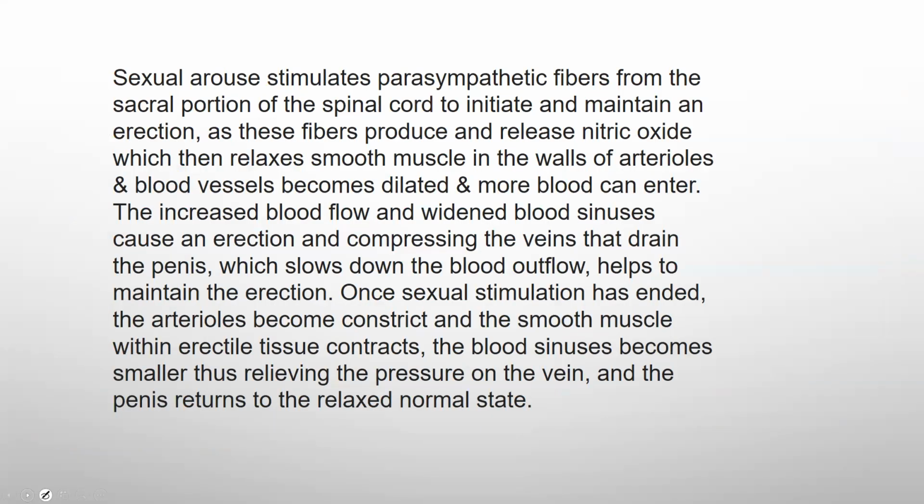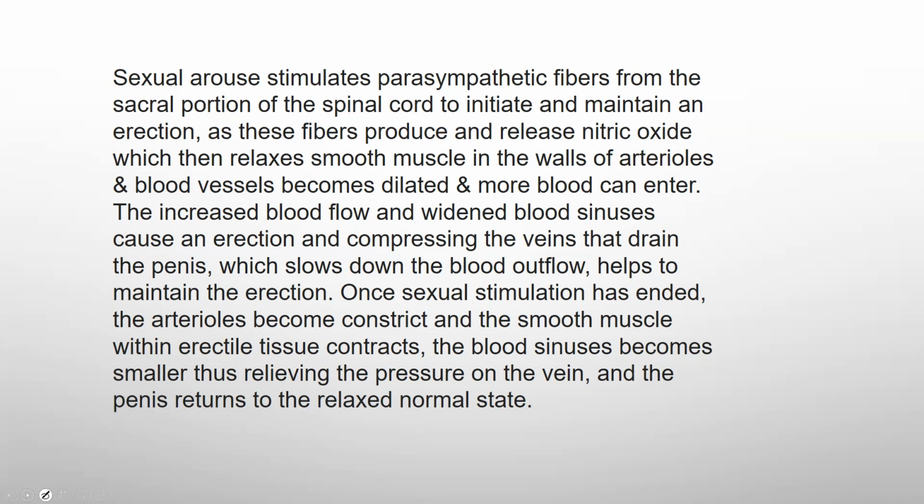Sexual arousal stimulates parasympathetic fibers from the sacral portion of the spinal cord to initiate and maintain an erection, as these fibers produce and release nitric oxide, which then relaxes smooth muscles in the walls of the arteries, and blood vessels become dilated, and more blood can enter the erectile tissues. The increased blood flow and widened blood sinuses cause erection and compress the veins that drain the penis, which slows down the blood outflow and helps to maintain the erection.